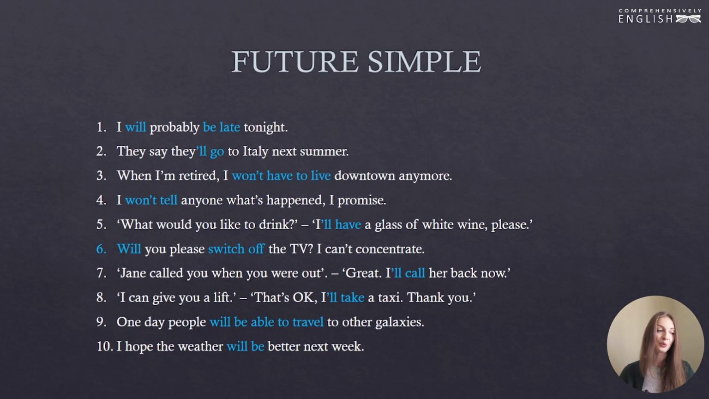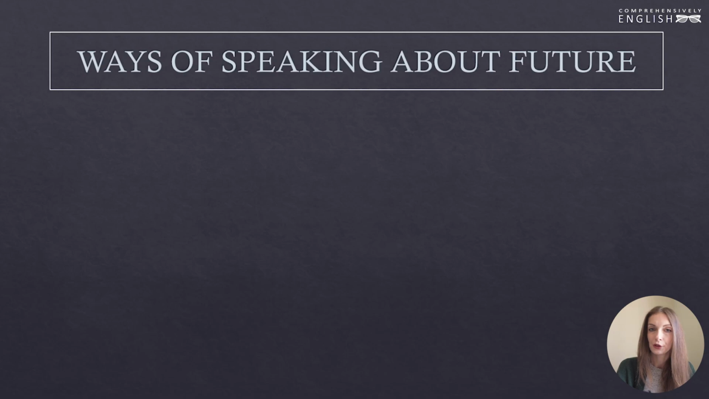I hope the weather will be better next week. Of course, I'm not sure, I can't know that for sure. When we speak about the future, we speak about things that we either plan to do, or we want to have, or things we think will happen, or this might be some schedules and arrangements that we have for some future dates. So we have 4 different ways to speak about the future.